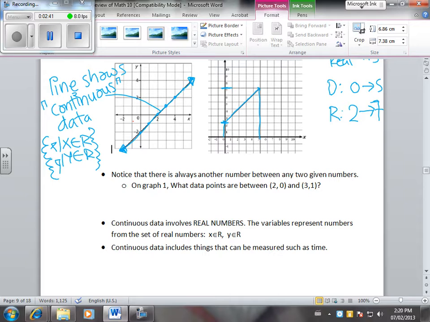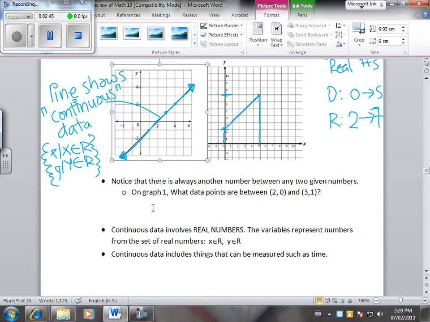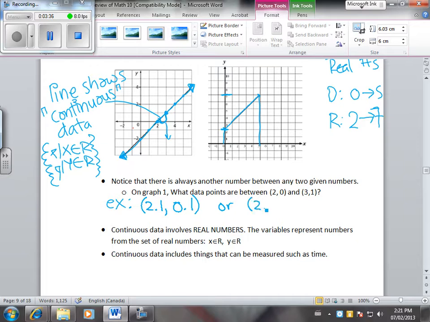So let's look at graph number 1, the first graph on the left. What data points are between (2, 0) and (3, 1)? What is happening in between there? What are some points that we have going on there? Just for example, we could say something like 2.1 on the x, and go up here, and we'll say 0.1. Obviously this isn't to scale, I'm just giving you examples. Or we could say 2.5 and 0.5. Remember that the first number is always x, and the second number is always y.